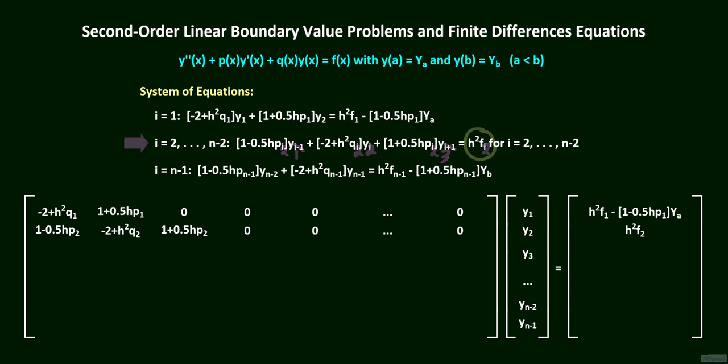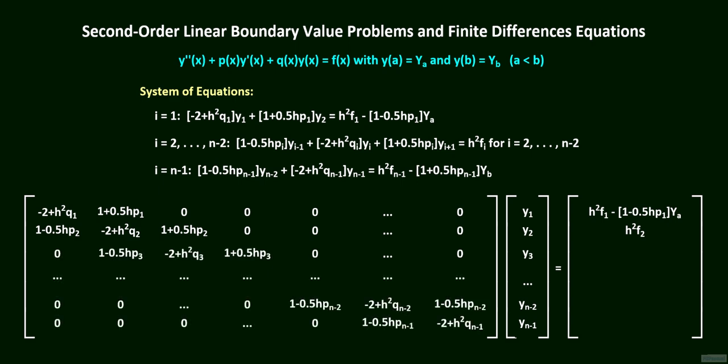We continue extracting the coefficients of each y sub i for each of the rows, and we obtain this tridiagonal matrix as the coefficient matrix of the system of equations. We also fill in the vector on the right side of the equation, starting with h squared times f sub 3 all the way to h squared times f sub n minus 2. The last entry is h squared times f sub n minus 1 minus the quantity 1 plus 0.5 times h times p sub n minus 1 times uppercase y sub b.